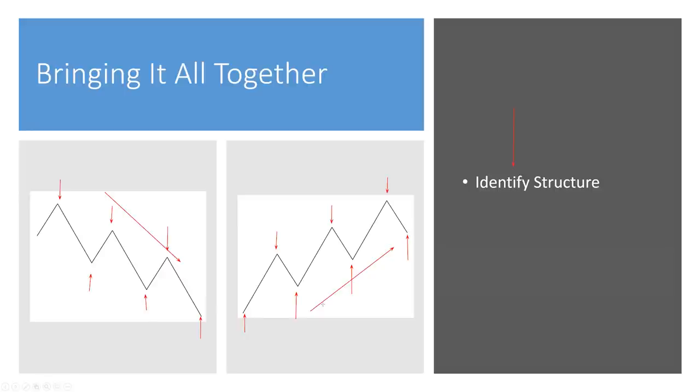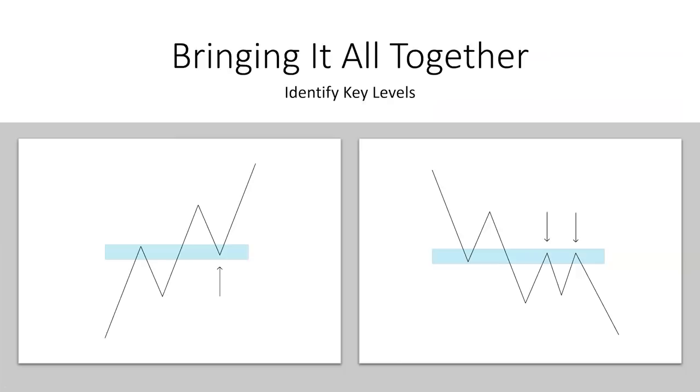They don't always develop like this. They can if you're patient enough and wait for cleaner setups. But this is just a slight indication of how we bring it all together here. You must make sure you're trading with the direction of the market and you can identify clear structure. Now, we also need to be able to identify key levels. Key levels can be formed in many different ways, but the most common is going to be your break and retest.